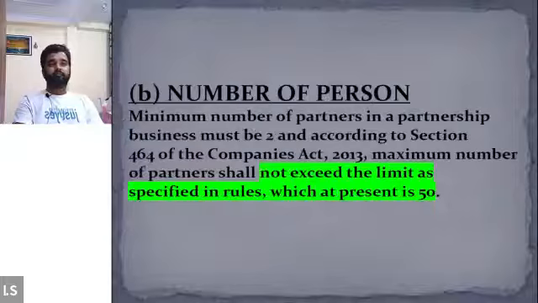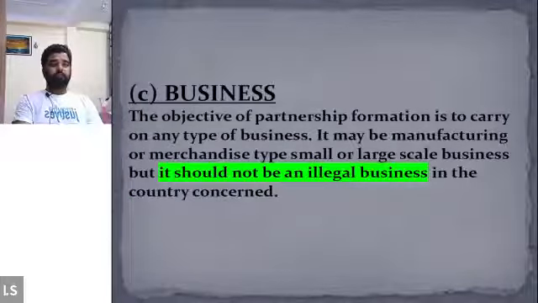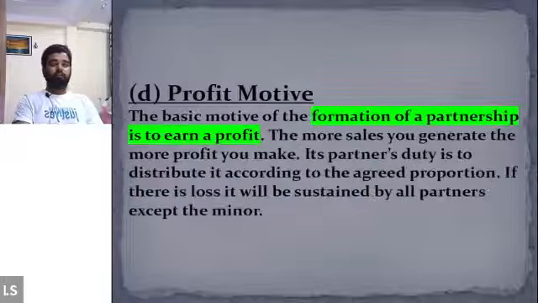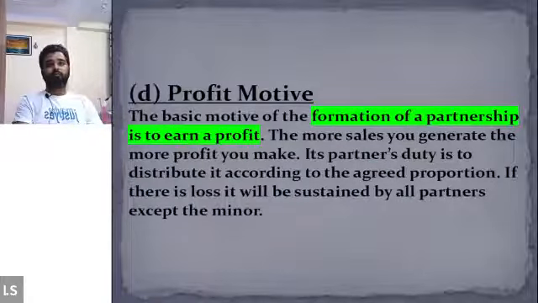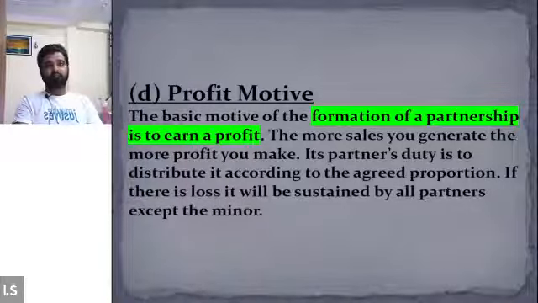Other than that, we have also talked about the minimum and maximum number of persons possible in a partnership firm. Here I told you that the minimum number of persons required is 2 and the maximum can be 50. Then there should be a business, and that business must be legal, and it must be carried on with the objective of earning profit, and such profit must be shared among the partners.